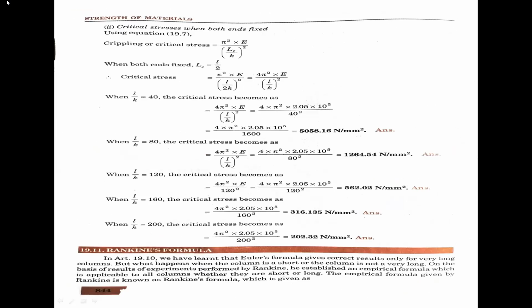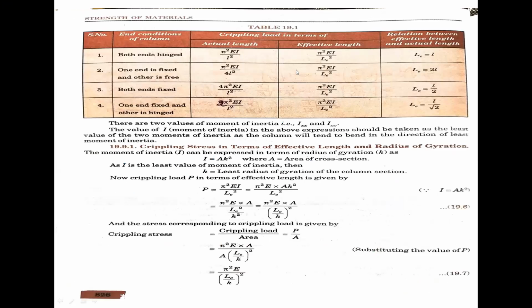And the length of the column is already given in the problem, 3 meters, which converts to 3 into 1000, 3000 mm. As both the ends are fixed, now we have to take a column condition. Both ends fixed, that means LE equal to L by 2. That is the condition. I have to see the last class table number 19.1, the table for effective length of the column condition. See the table 19.1. Both ends are fixed, so we have to take an effective length LE equal to L by 2.